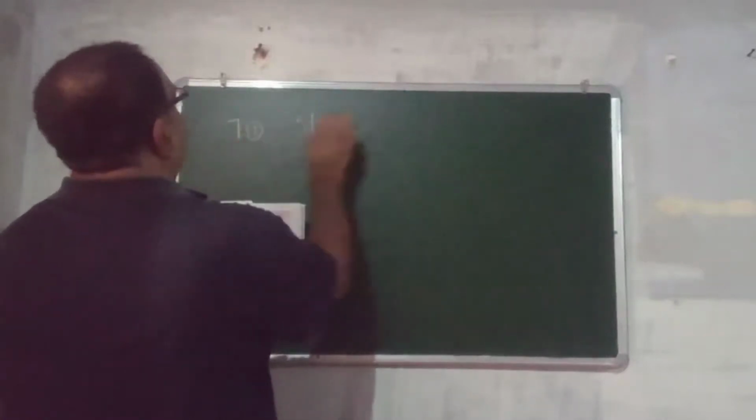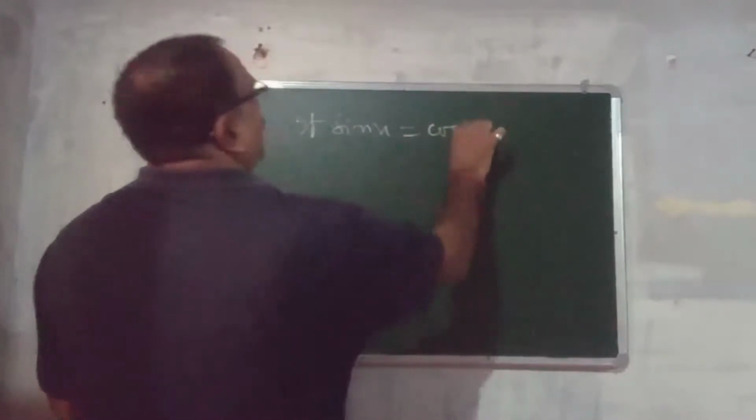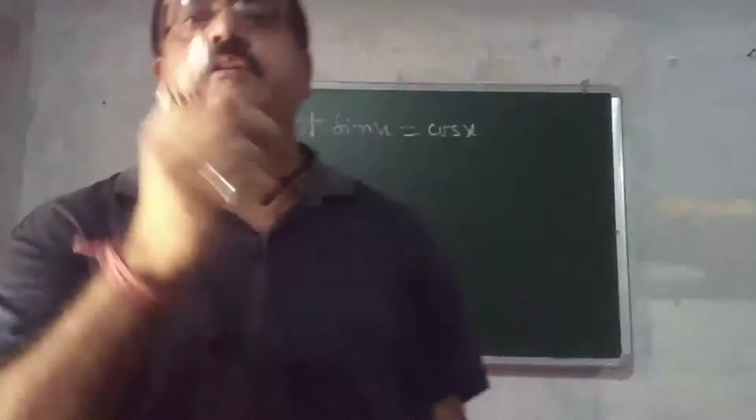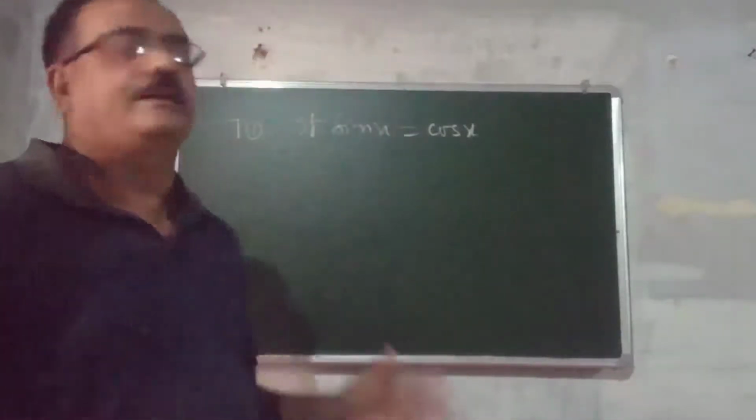Then in the first chapter you have studied, I have already given you the formula. That formula you have to use here once again. What? If sin x is equal to cos x, we have to find the value of x. What is the value of x? And x is an acute angle, meaning less than 90 degrees.